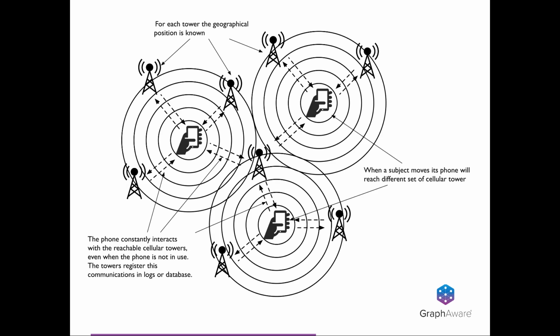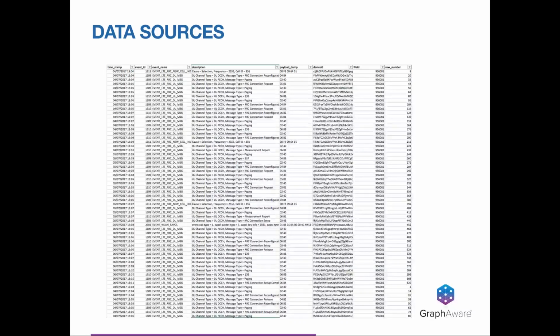So as you can see in this example, you can be connected to 1, 2, 3, or even more different cellular towers. And these cellular towers actually store all these logs in a way like this one, where they keep track of all the devices that are connected to the cellular tower. But of course, in this way, this data is very hard to use.